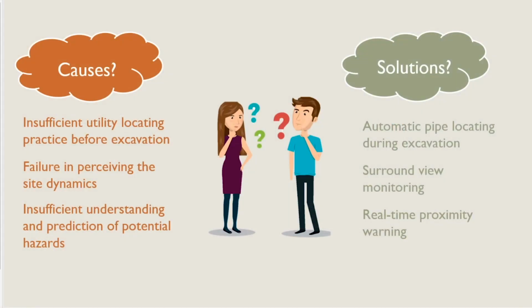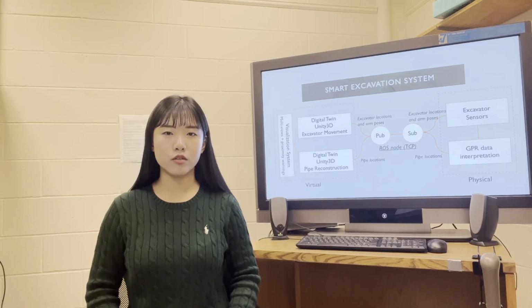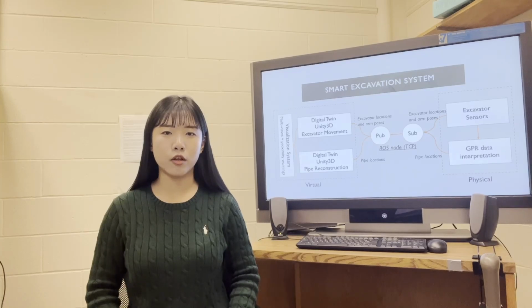So how do we solve these problems? Here are our thoughts on how to reduce accidents. The first one is to develop an automatic pipe locating system that detects buried utilities in the excavation process. The second one is to help operators become aware of site dynamics. And the third one is to develop a visualization system that can monitor the surroundings and provide proximity warnings in real time. We are now developing a smart excavation system, a unified solution integrating all the functionalities.